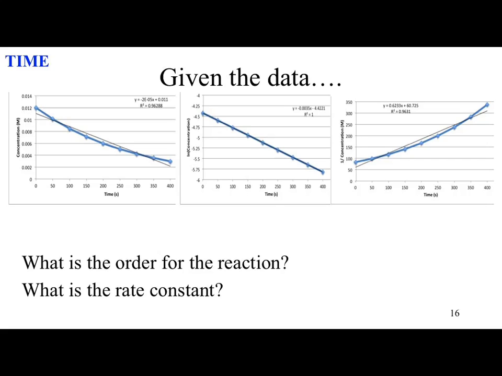In this next graph, I know it's difficult to see, what am I plotting on the y-axis? The natural log of the concentration versus time. I then tell my program to fit the data again with a straight line. What do I see? The straight line fits directly over the top. What does that mean about the order with respect to that reaction?